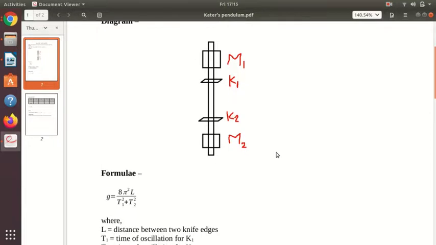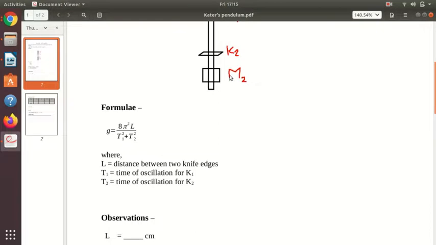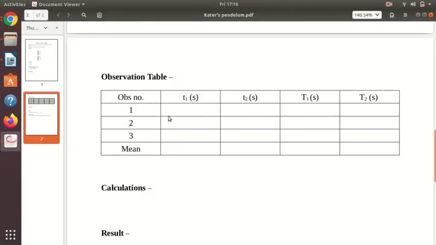We have to measure the time of oscillation, and using this formula we can find the acceleration due to gravity, where L is the distance between the two knife edges k1 and k2. T1 is the time of oscillation in the first case, and then when we invert the Kater's pendulum, we will measure T2. Observe the length between the two knife edges. In this observation table, you are finding here T1, T2, and here there is capital T1, capital T2. So what is the difference?